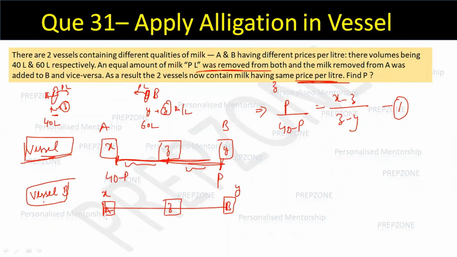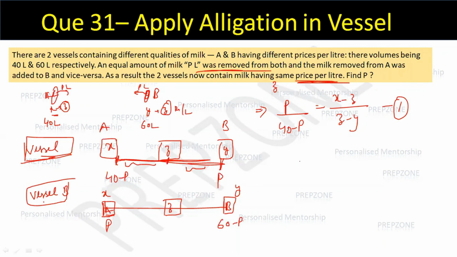So how much volume of milk are you trying to add from E? You're trying to add P units, and this P unit is basically being added into the existing volume of B, which is what? Initially it was 60, you have extracted P units. So this is nothing but 60 minus P.